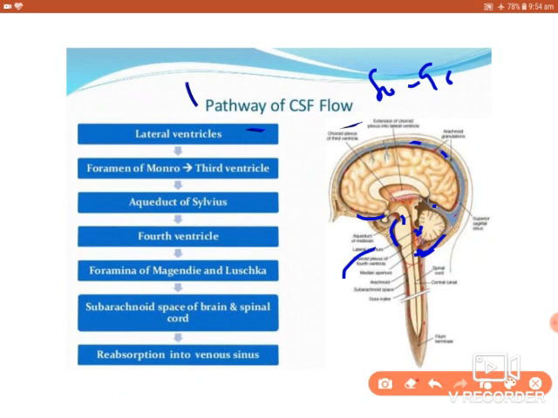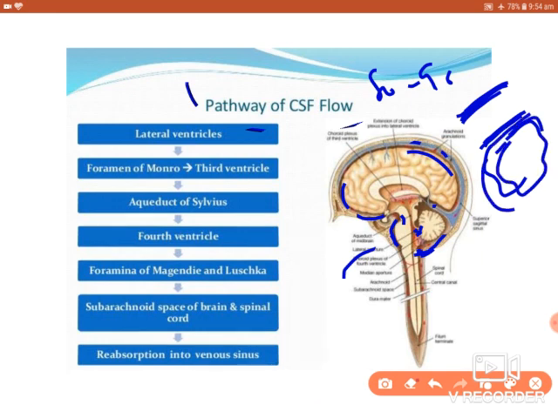Then the subarachnoid space you can see between this arachnoid mater and the pia mater. So here this is the cerebral cortex. So this is the pia mater. This is the arachnoid mater. The space between them is called the subarachnoid space. Outside this arachnoid mater, there is the dura mater.